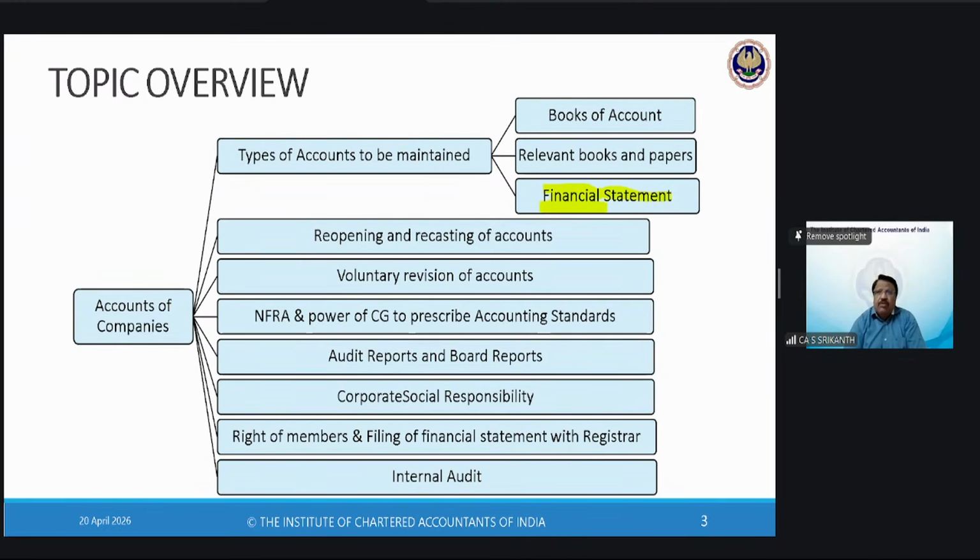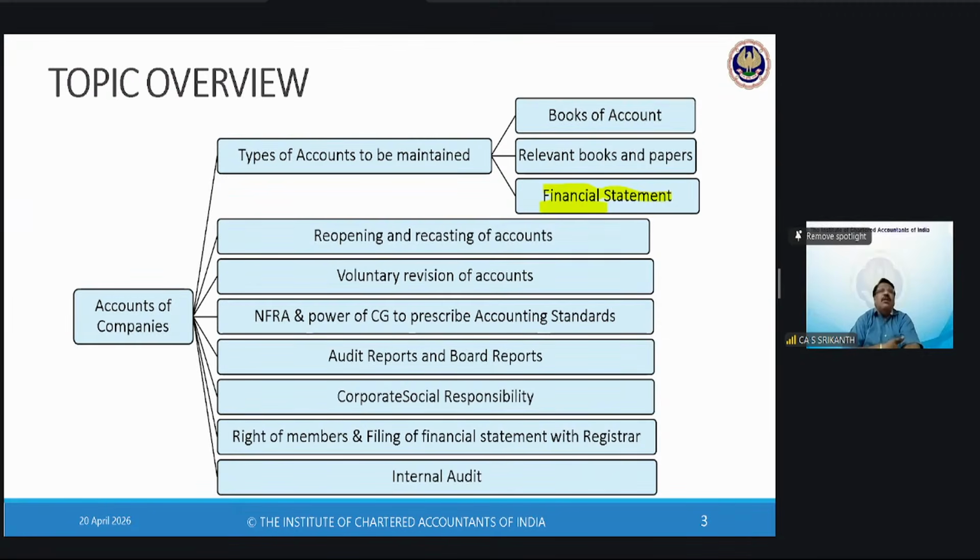Now, we are also going to see a very exciting new development, a 2013 development. It was not there in the old law, but it is now very much established law, about reopening and recasting of accounts. Also, a company can voluntarily revise its accounts. We are also going to see something called the National Financial Reporting Authority, NFRA, though some popularly pronounce it as NAFRA. We sort of aspirate that N and F, though there is no consonant, we supply a consonant there and say NAFRA, the power of central government.